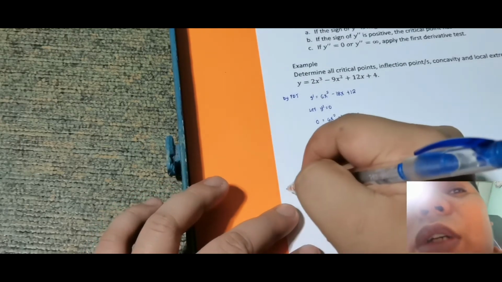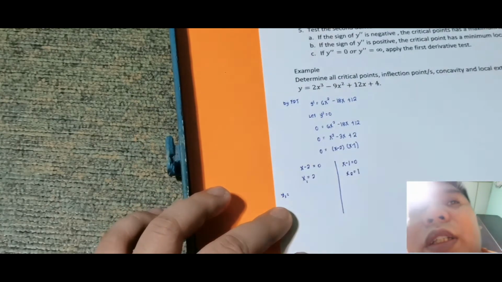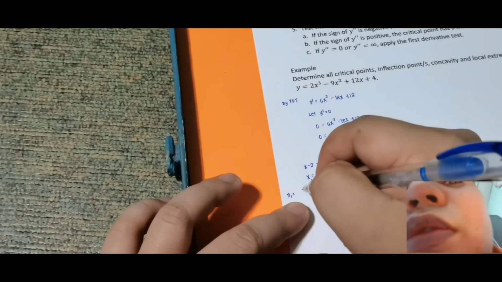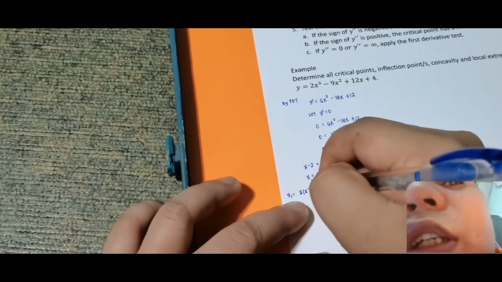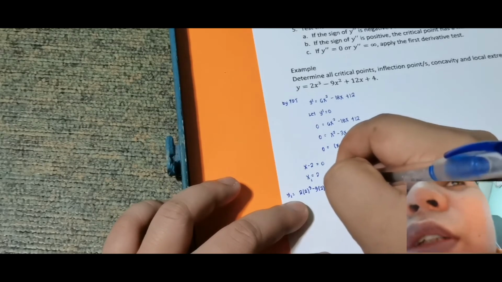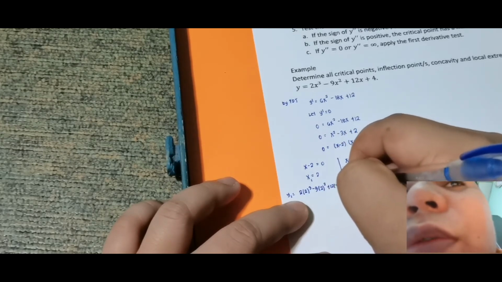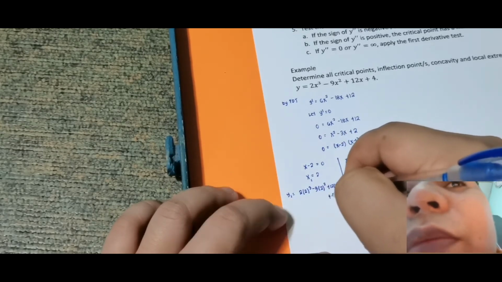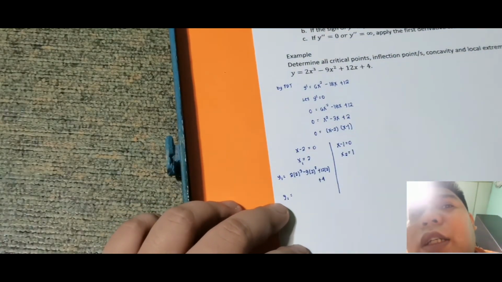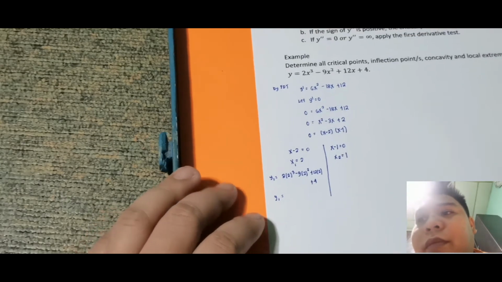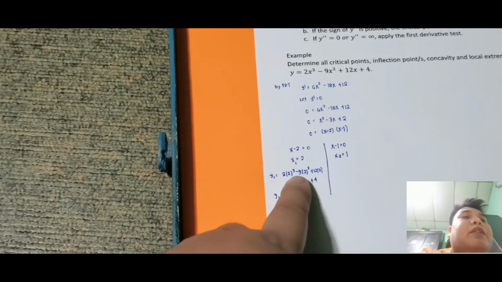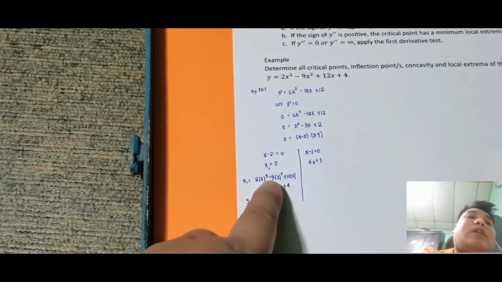So kunin natin y sub 1. Substitute lang natin x sub 1 dun sa original equation. So this is just 2 times 2 cubed minus 9 times 2 squared plus 12 times 2, then plus 4. Then y sub 1 is equal to 16 minus 36 plus 24 plus 4, I guess, so that is 8... 16 minus 36, so negative 20.